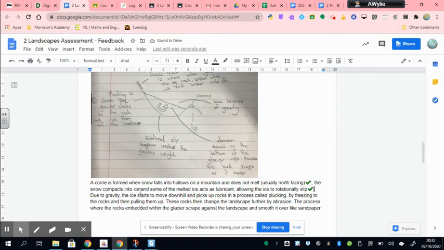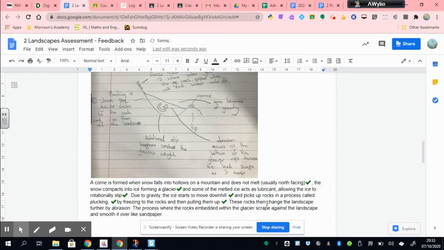Snow compacts into ice, forming a glacier. Now, if that sentence had been typed, I would have also given a tick there, which I'm going to put into this answer now. Due to the gravity, the ice starts to move downhill. That's great because that's why it moves and picks up rocks in a process called plucking. That's great. By freezing to the rocks and then pulling them up. I really like this. They've explained what plucking means.